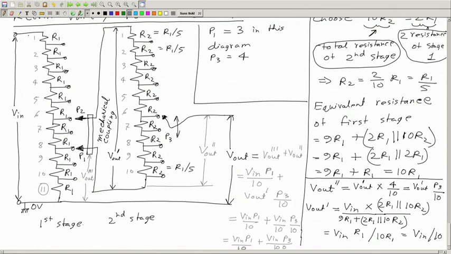So that's so nice. The output depends on this pointer, the lower pointer. This is important. This is not important in the final result. P1 and this P3.